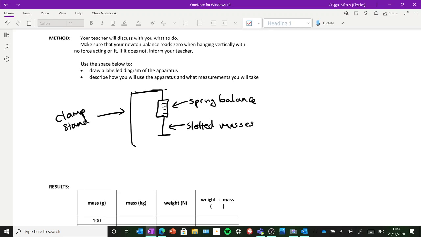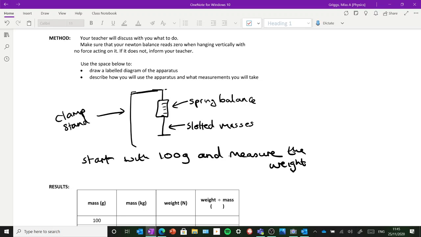Okay, so start with 100 grams and measure the weight. Add 100 grams and do the same. There's not much to it.